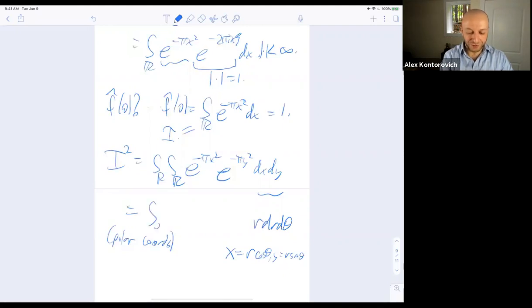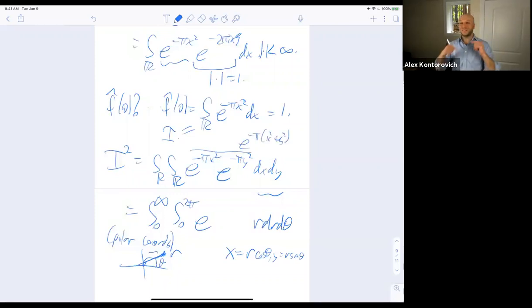So r ranges from 0 to infinity, right? I'm just doing polar coordinates. This length is r, this angle is theta. Theta goes from 0 to 2 pi. And I have e to the minus pi x squared plus y squared. But x squared plus y squared is r squared, right? E to the minus pi r squared. Now, aren't we going in circles? How did this help us at all? We have the same integral, e to the minus pi r squared. Have we gained anything?